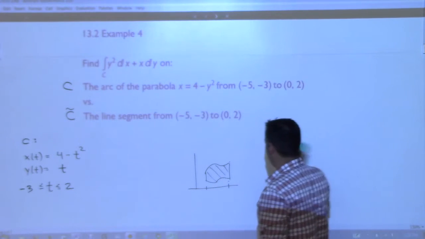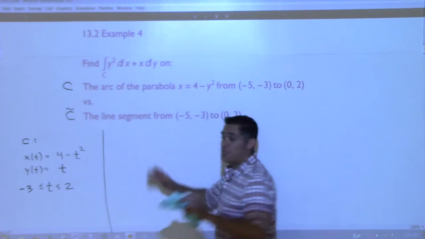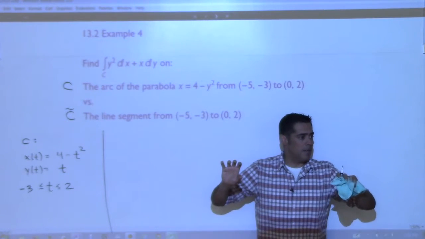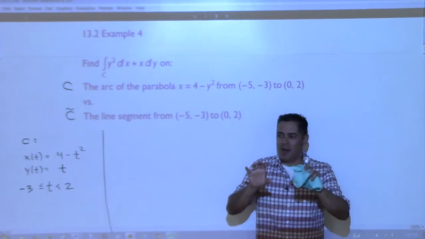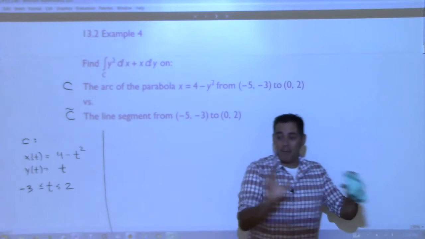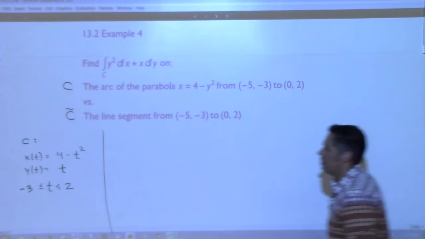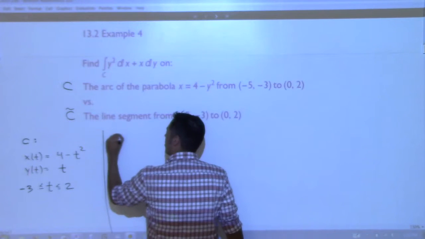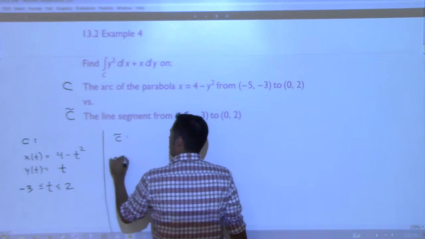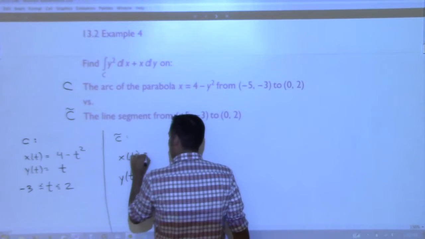All right, so that's C, right? C tilde, let's do C tilde. Do y'all understand that I'm setting up C and C tilde, but when I do the integral, I'm not breaking C into two pieces here, right? It's just these are two different paths connecting the same two points, so I want to compare them. So here's C tilde, x of t, y of t. Let's see if we can get this one.